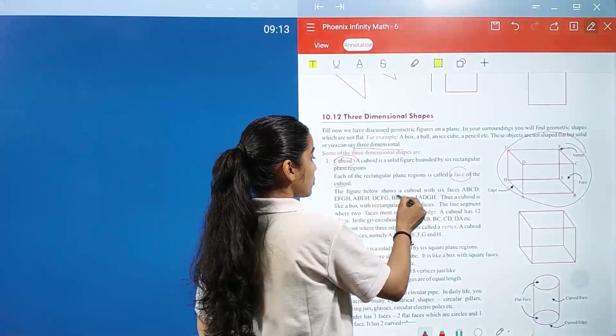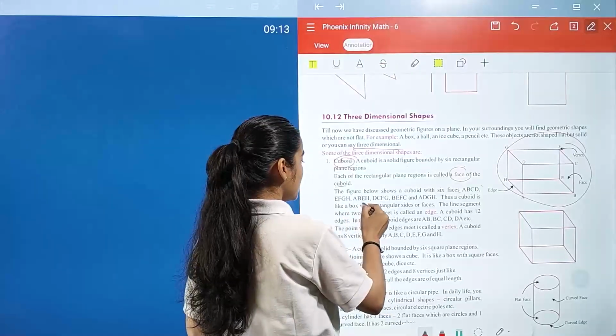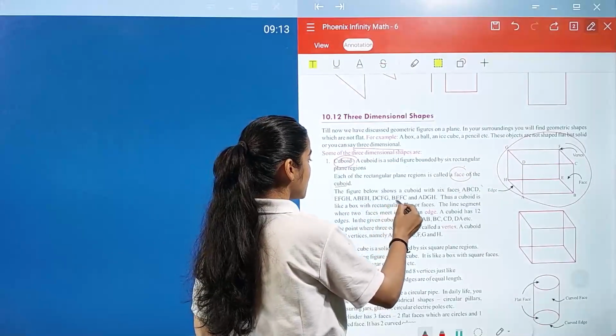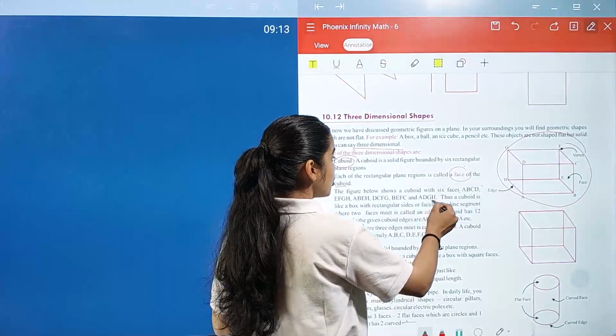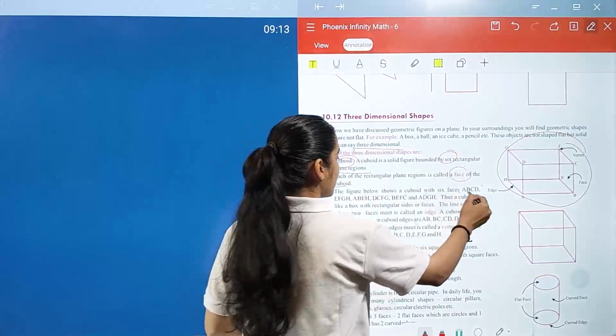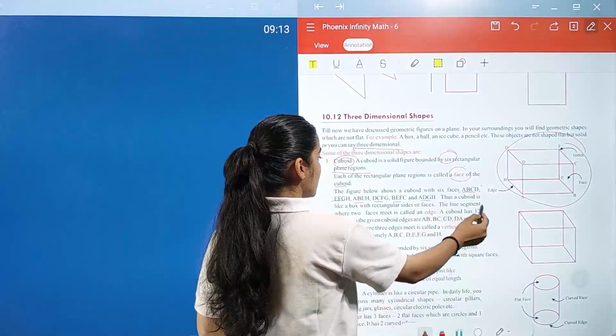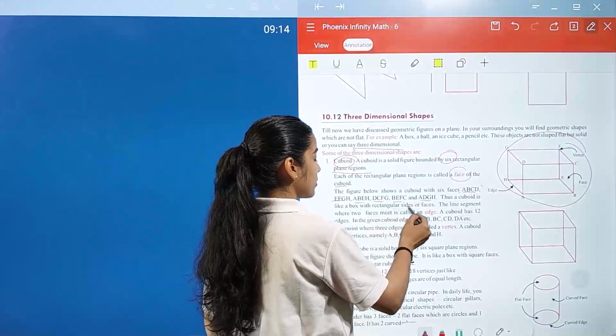The figure below shows the cuboid's 6 faces: ABEH, DCFG, BEFC, and ADGH. We mentioned 6 rectangular plane regions, so there we have 6 names of the rectangles. Thus a cuboid is like a box with rectangular sides or faces.